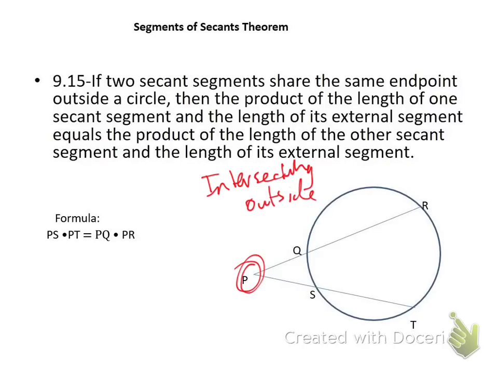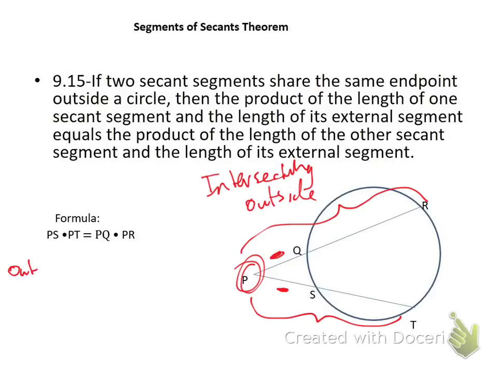Right? So the theorem is all well and good if you want to use proper geometric terms, and we really should know those terms and use them. But the bottom line is this. If your two segments intersect outside the circle, then if you take the outside piece times the whole thing for each secant segment, those products will be equal to each other, right? So here, PQ times PR would be equal to PS times PT.